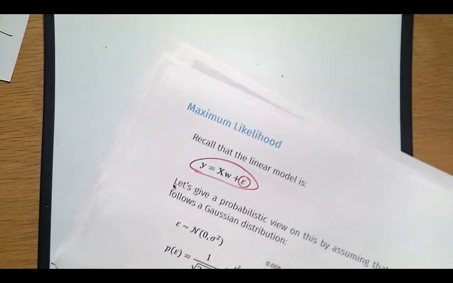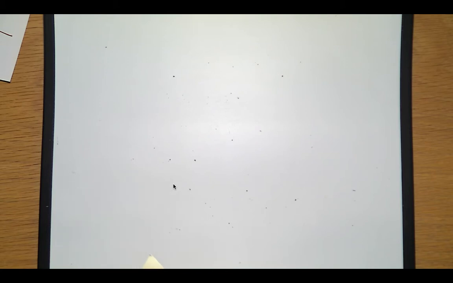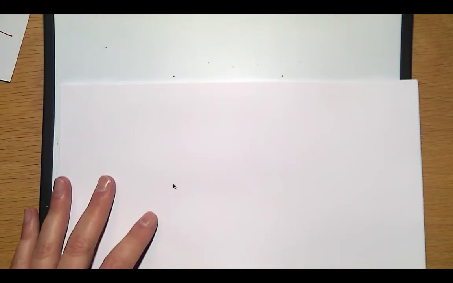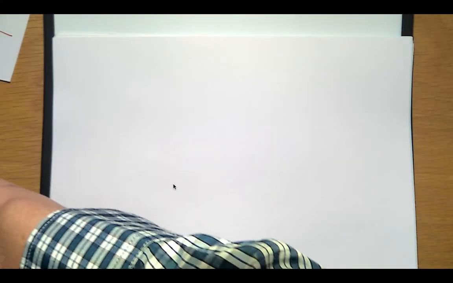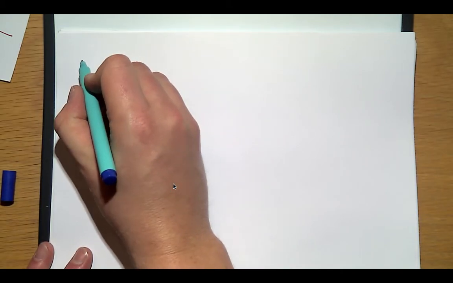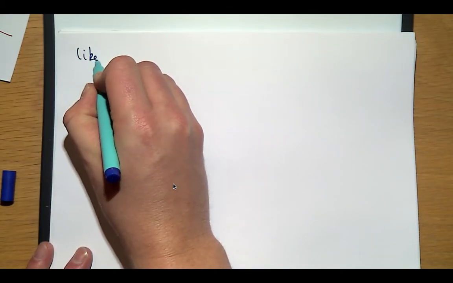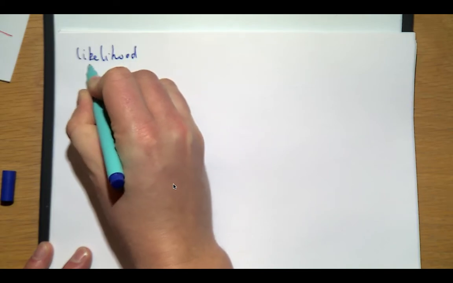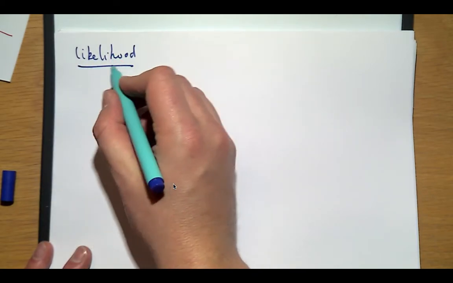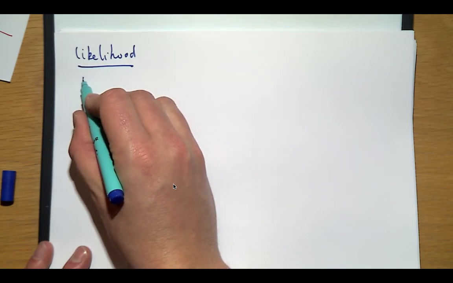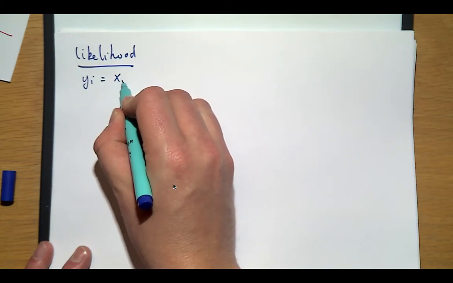So let's see, if we do this, what the consequence is. I'm trying to link now the least squares estimate to this probabilistic view, okay? So if you look at the likelihood, for a particular sample, okay? So we remember we have this model.